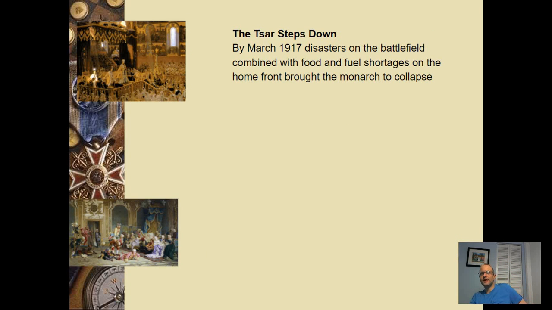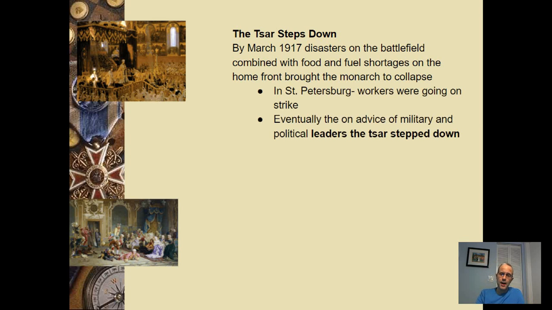So what ends up happening is people are starting to riot. Disasters in the battlefield, along with food shortages in St. Petersburg. Workers are going on strike. And eventually, on the advice of his military advisors, because Nicholas II hears about these riots, he wants to go back to try to save his monarchy.